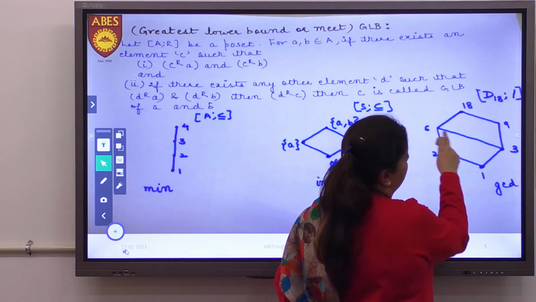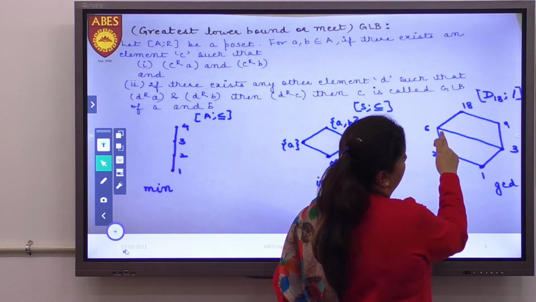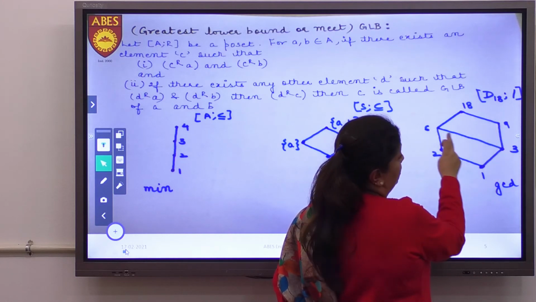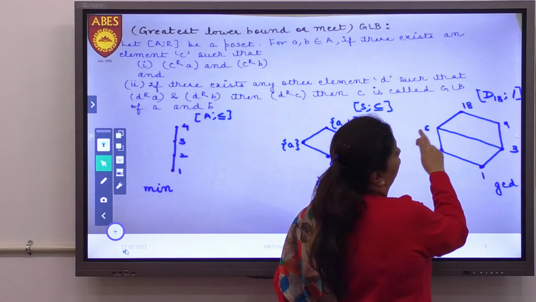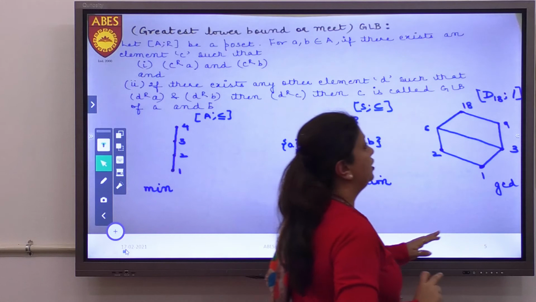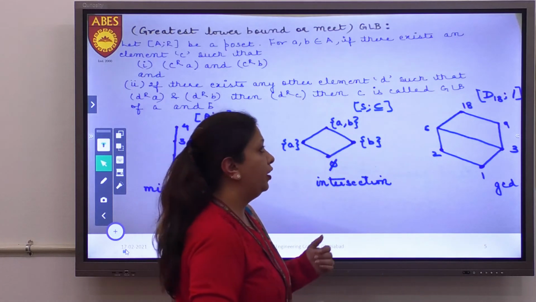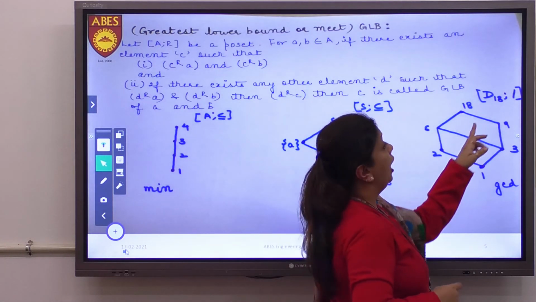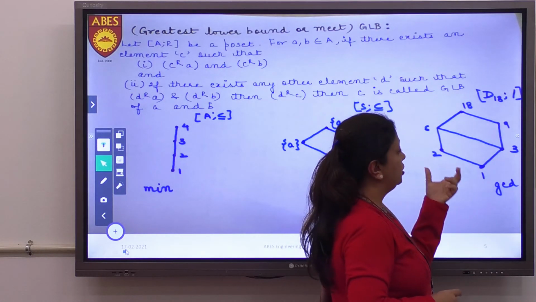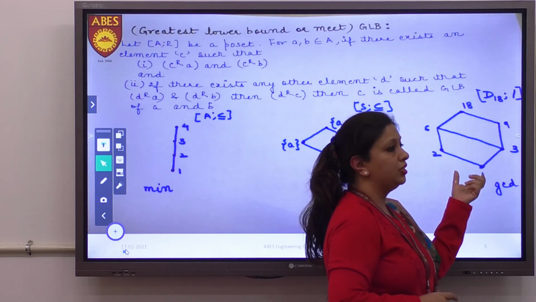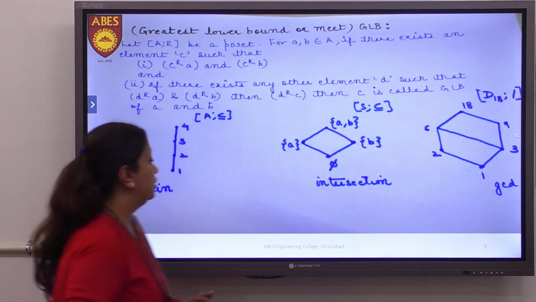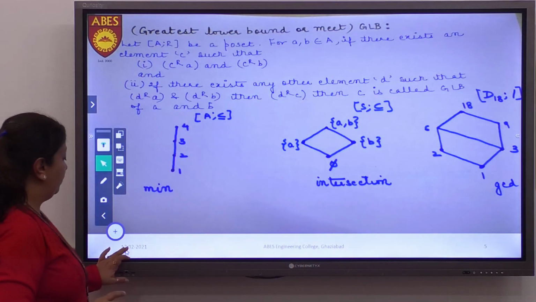If we talk about 6 and 9, what will be the GLB of 6 and 9? It will be 3. So for this type of example, where you have D18, D10 and this divides relation, you can directly find out the GCD. Like for 2 and 3, if I take the GCD, it comes out to be 1. So you can say that 1 is your GLB for this. So this is how we can find out the LUB and GLB.